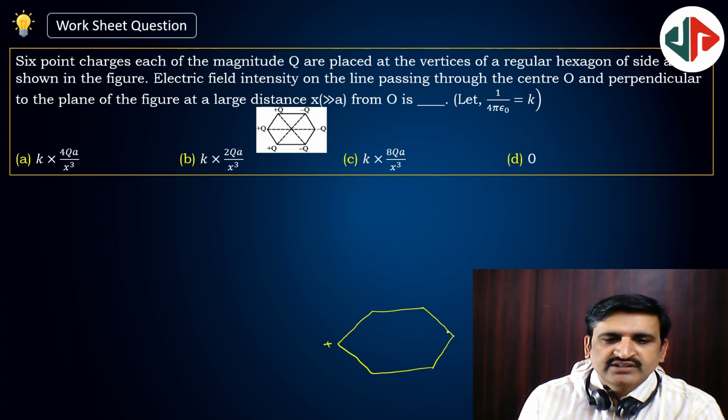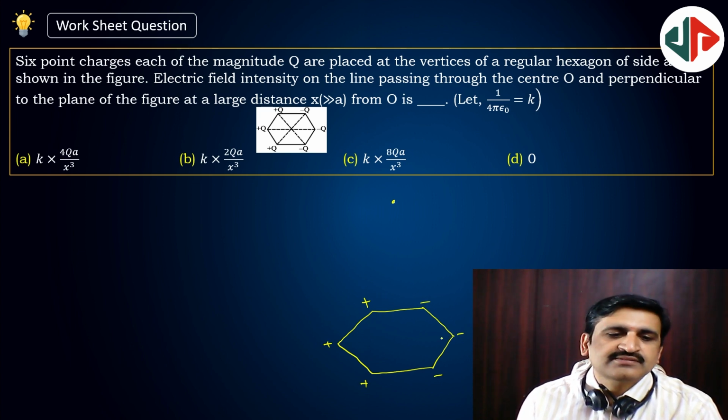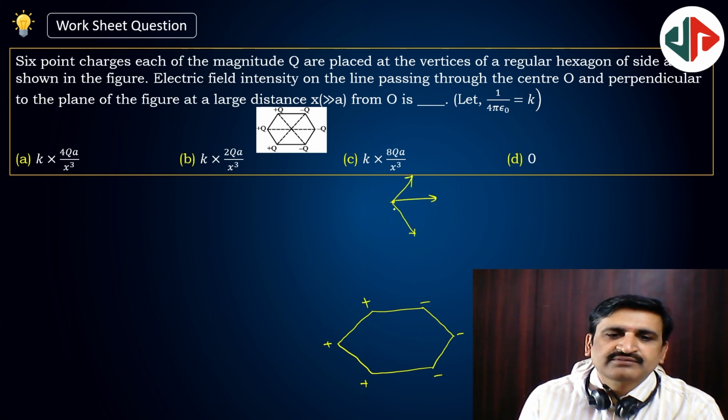Positive charge, negative charge, positive charge, negative charge. So these are all dipoles. Positive charge, negative charge. 3 dipoles are there. And here you want the field. So one dipole's field is this way, one dipole's field is this way, one dipole's field is this way, at a large distance, say x. So this is E, this is also E, this is also E for 3 dipoles.